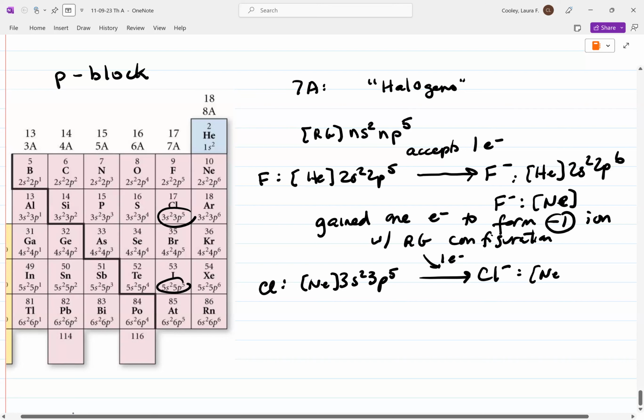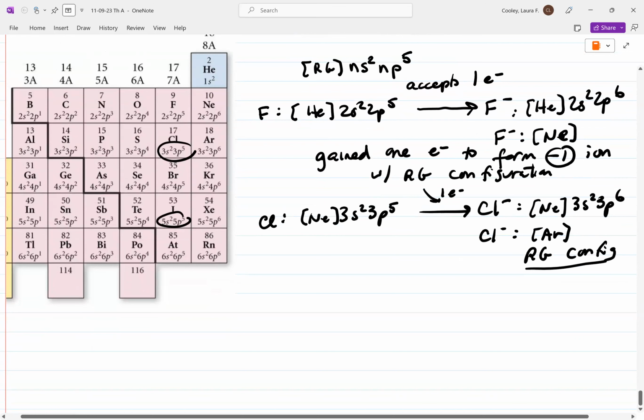Neon, right. 3s2, 3p6, which is argon. So it attains what we call a rare gas configuration with a -1 charge. So all elements in that group do that.